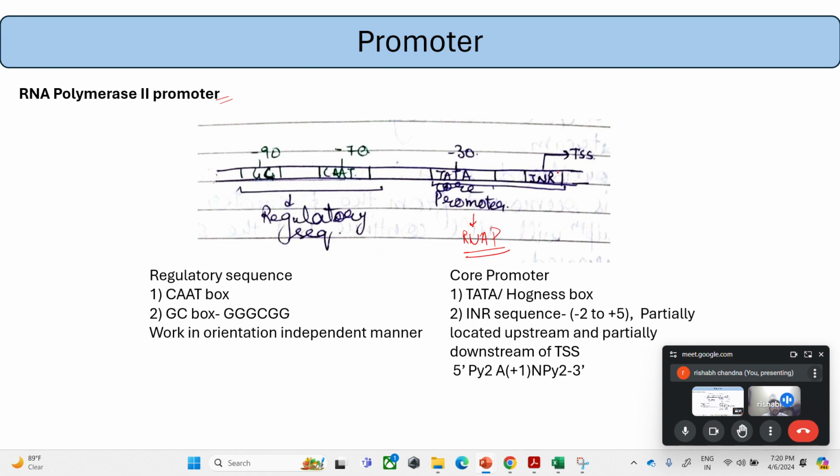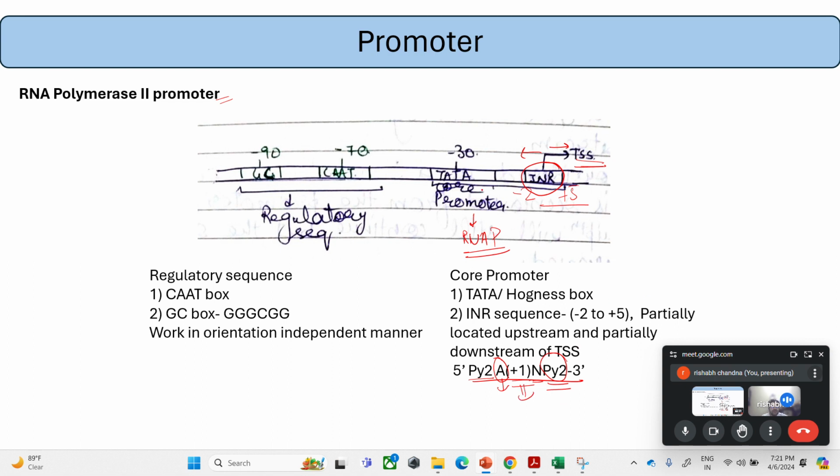So here we have one INR sequence that is overlapping with the transcription start site. So some of this region is upstream and some of this region is downstream. It extends from -2 to +5, and this is a consensus sequence. It has two pyrimidines, an A at the +1 site, that is the transcription start site, and then we have any of the nucleotides followed by two pyrimidines. So this was generally found in all of the RNA polymerase 2 mRNAs. That is why this is the consensus sequence form.